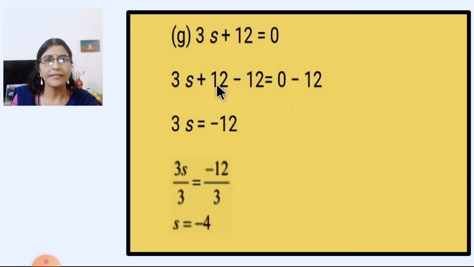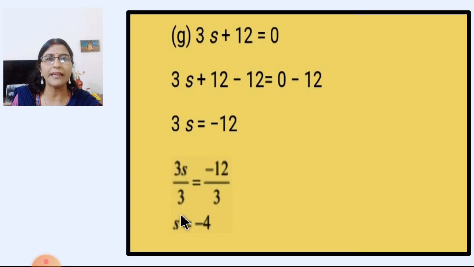Then this 12 will be cut, and we'll get 3s is equal to 0 minus 12, which is minus 12. Now here 3 is multiplied by s, so we have to remove this. For that we have to divide both sides of the equation by 3. Whatever we do on one side, the same operation we have to do on the other side with the same number. So minus 12 also will be divided by 3.